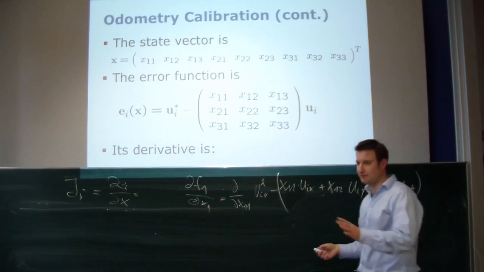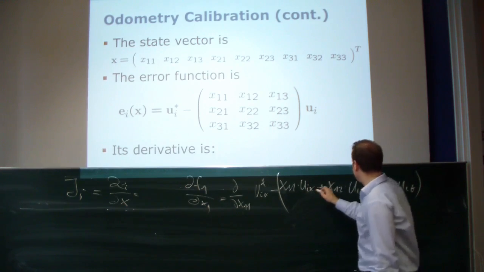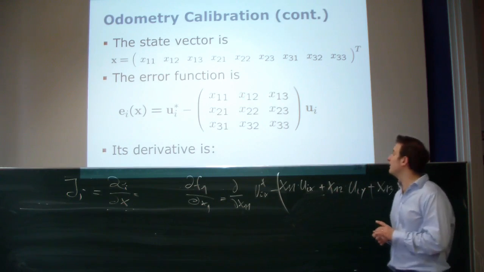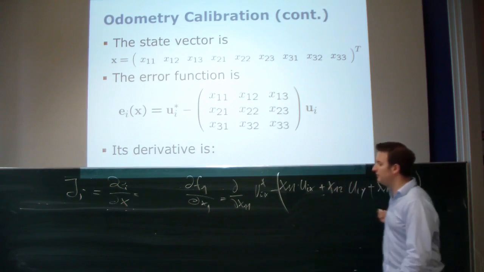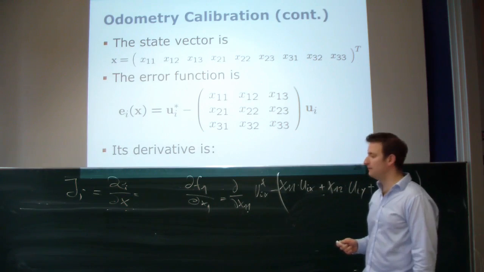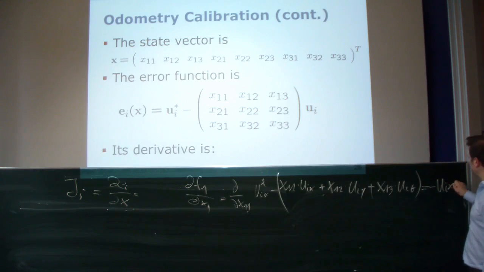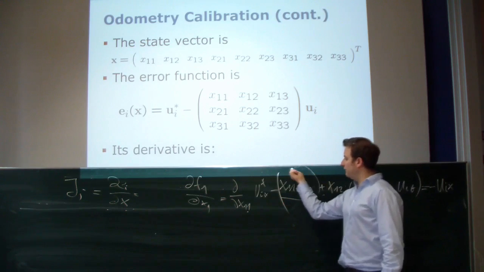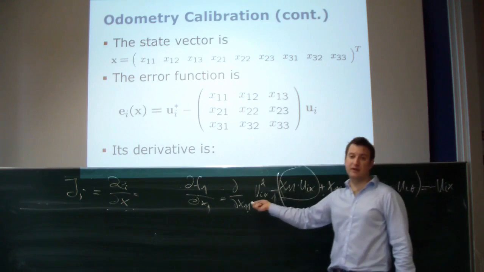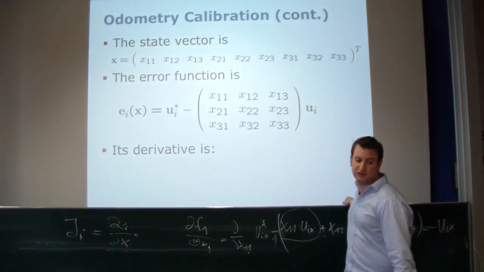U is our odometry information. It's a three-dimensional vector. It has, let's say, x, y, theta, or forward, side, rotate, or rotation 1, rotation 2, rotation 3, whatever I call it. Derive this function with respect to this guy over here: minus u_ix. Just minus u_ix. Only this term survives, because all these other terms are independent of x11.